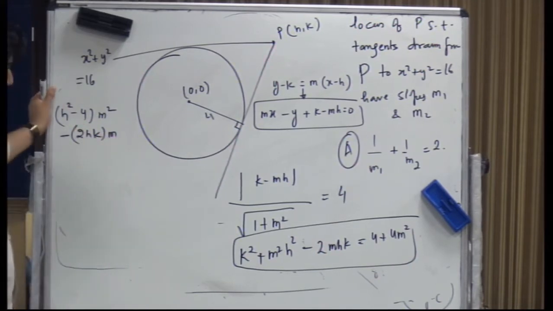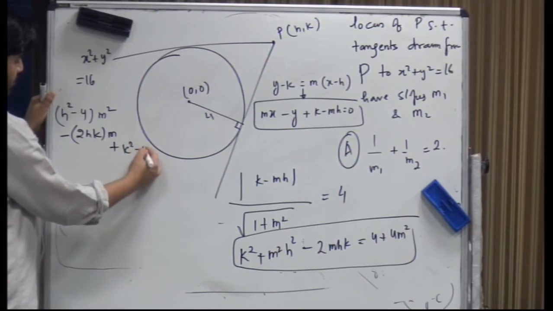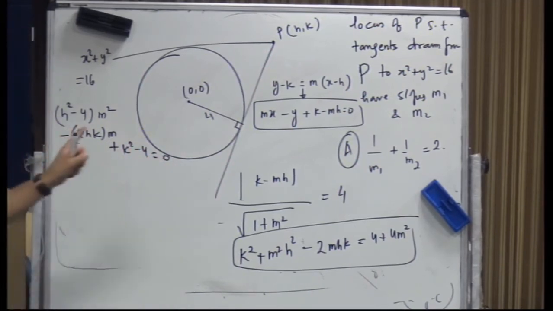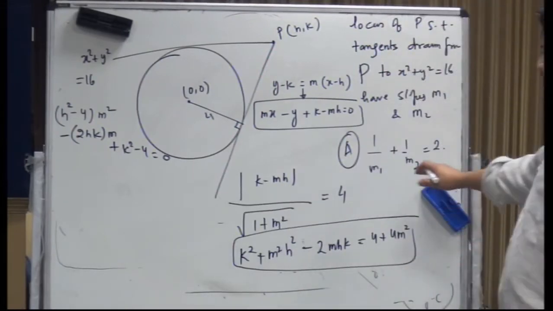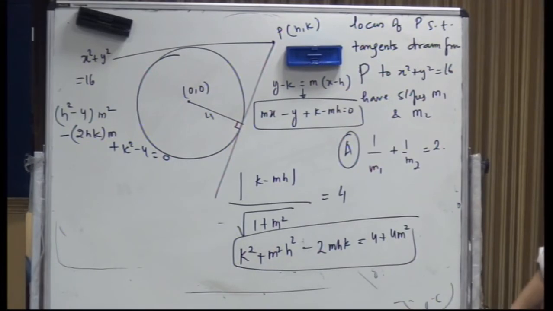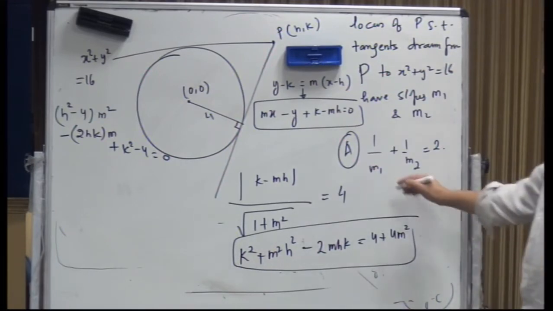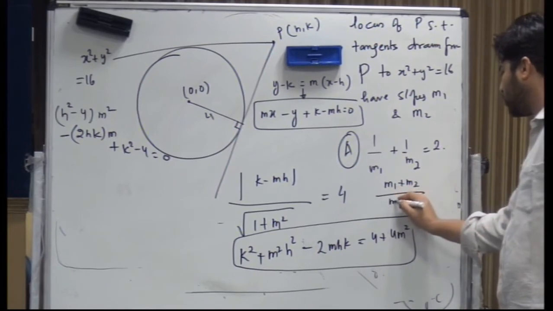Okay, and what am I left with? k square minus 4 plus k square. This is the quadratic equation in m. Now what other condition have they given? 1 upon m1 plus 1 upon m2 is equal to, if I simplify, what do I get? m1 plus m2 upon m1 m2.